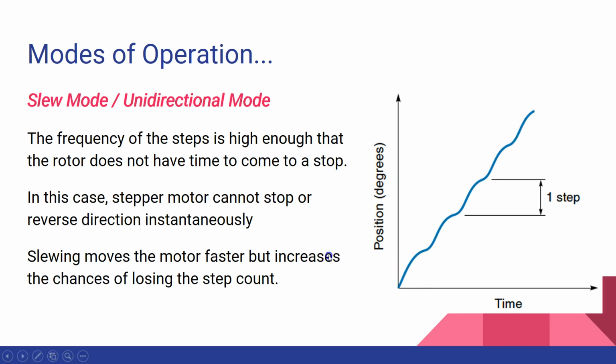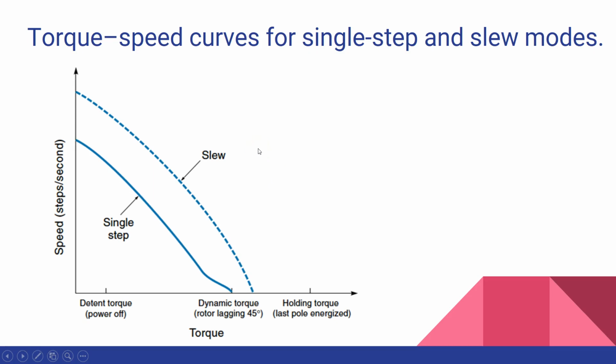Now let's see next the curve between torque and speed for single step and the slew mode. On the y-axis, we have the speed, which is in steps per second, and then we have torque on the x-axis, and two curves between torque and speed. This is the single step mode and the other one is the slew mode. On the x-axis, different types of torques are shown over here. You can see a detent torque, a dynamic torque, and then a holding torque. So we're going to see what these are.